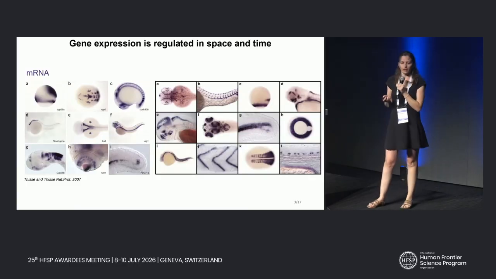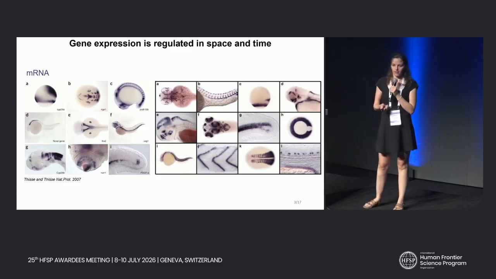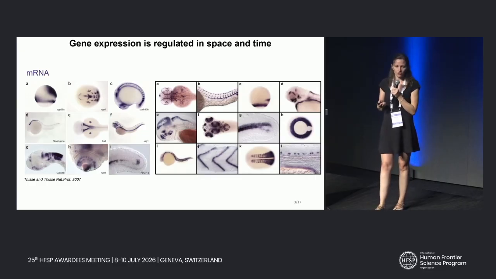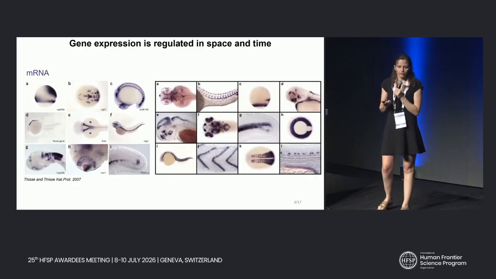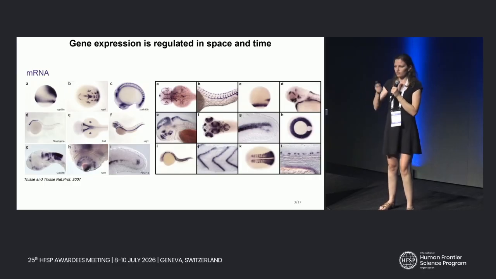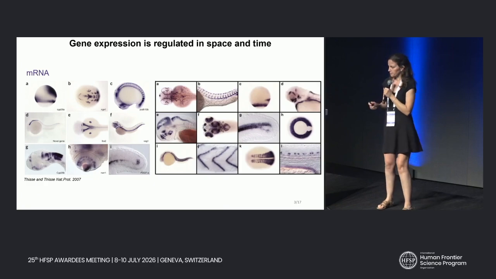This organization depends notably on gene expression programs that are tightly regulated in space and time, as illustrated here with in situ hybridization in purple of many different mRNAs. It shows the variety of patterns of expression corresponding to different cellular identities.